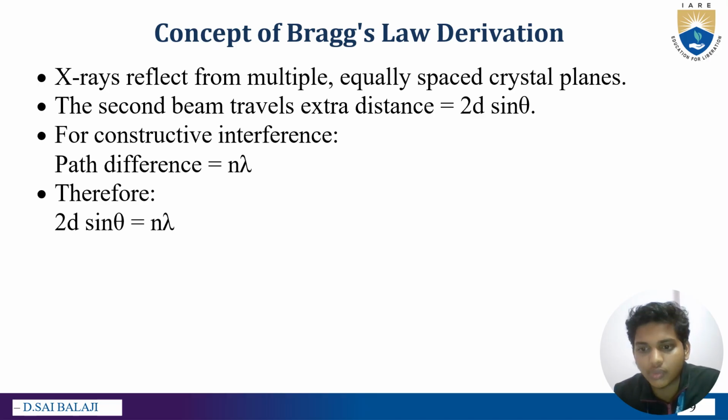n may be 1, 2, 3 or 4, the number of crystal planes you take. Therefore, 2d sin theta is equal to n lambda. This is how we derived it just now in the previous slide.